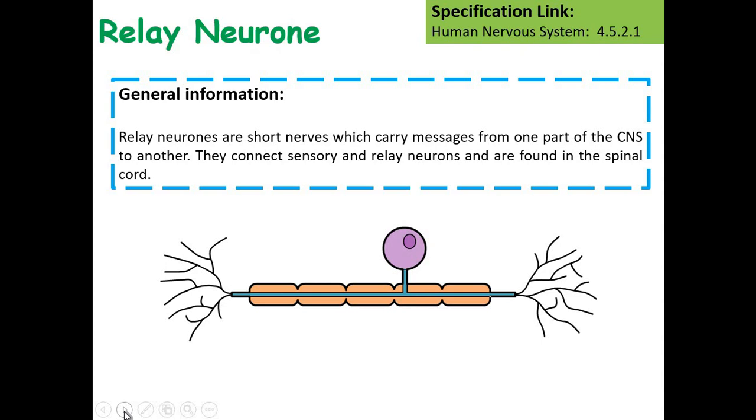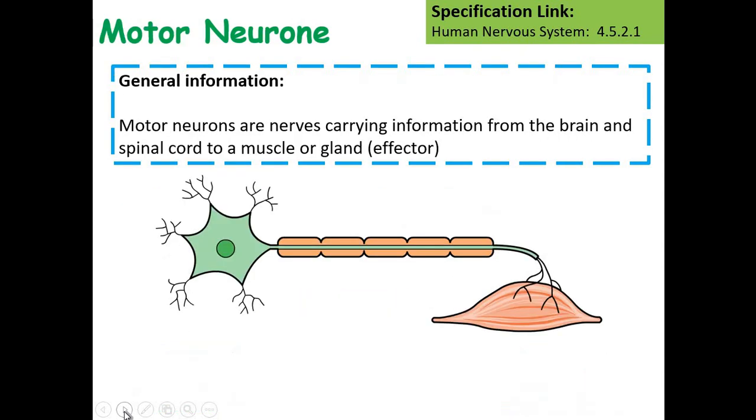Relay neurons are much shorter. Relay neurons are short nerves which carry nerve impulses from one part of the CNS to another. They connect the sensory and the motor neurons. These short relay neurons are found only in the central nervous system, the spinal cord or the brain. You can think of this as a relay race. They're passing on the message to the next neuron, and the nervous impulse then goes to the motor neuron, which is our final neuron. You see the structure is slightly different here.